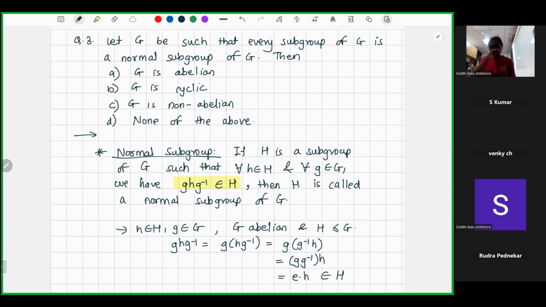So do you think any of these statements is true, or do we have to give a counterexample for each of them? I mean, at least if we have to say that none of these three options is true, then we have to give counterexamples, at least one being an abelian group and one being a non-abelian group. So any suggestions or any guesses, or do you think none of them is true?